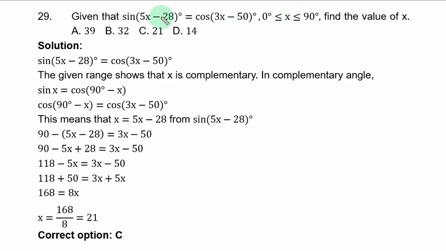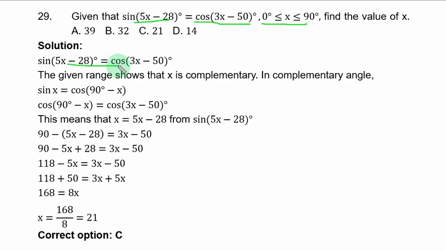Question 29. Given that sine of (5s minus 28) degrees is equal to cos of (3s minus 50) degrees over this range, find the value of s. This is the given equation.